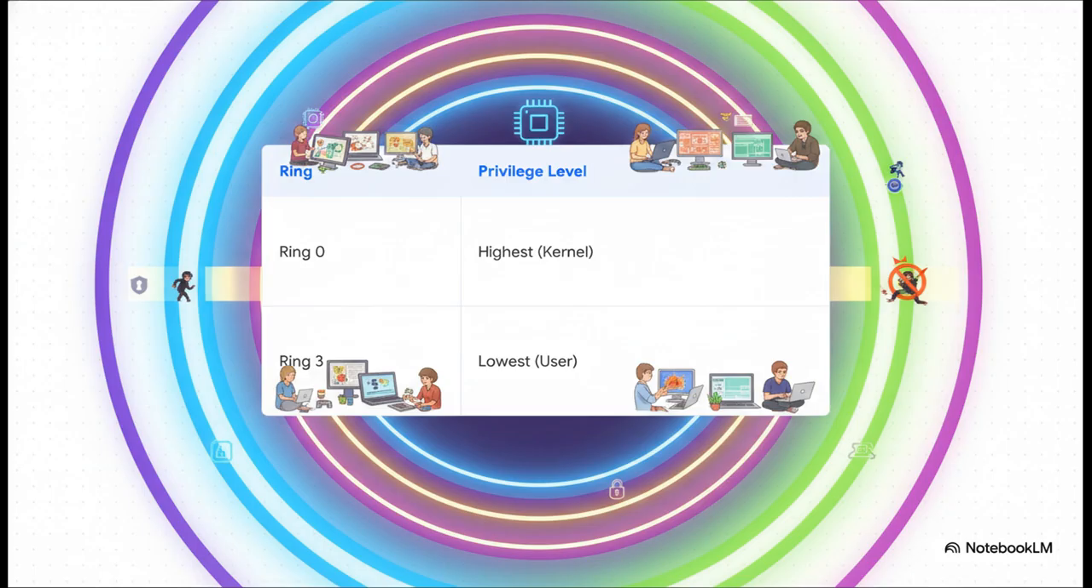To actually enforce this, the OS uses base and limit registers in the CPU to essentially build invisible electronic fences. The base register sets a starting address, and the limit sets the size. If a program in ring 3 tries to reach outside its specifically fenced-in memory limit, the hardware instantly blocks it and traps the error. It guarantees programs only touch what they are strictly allowed to.